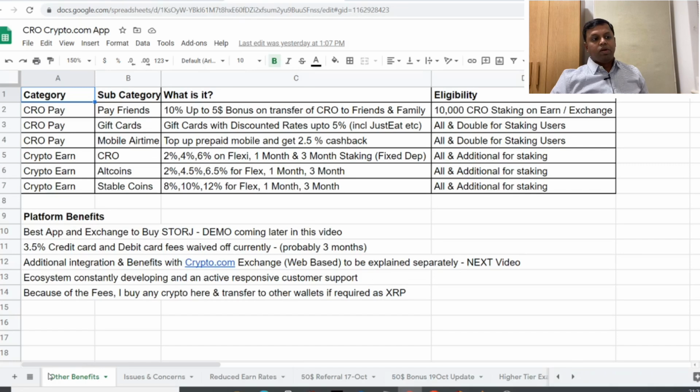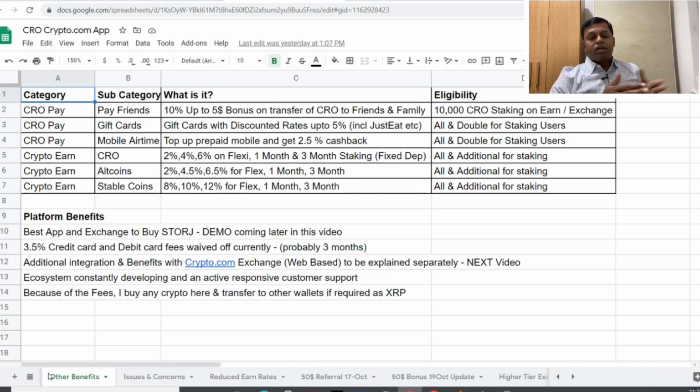which obviously has been reduced, but even for altcoins, like if you have Link or any other altcoins that are supported, nearly about 20 different altcoins, you get an interest for holding it in their fixed deposit, either in a 1 month period or 3 month period or a flexi deposit as well.